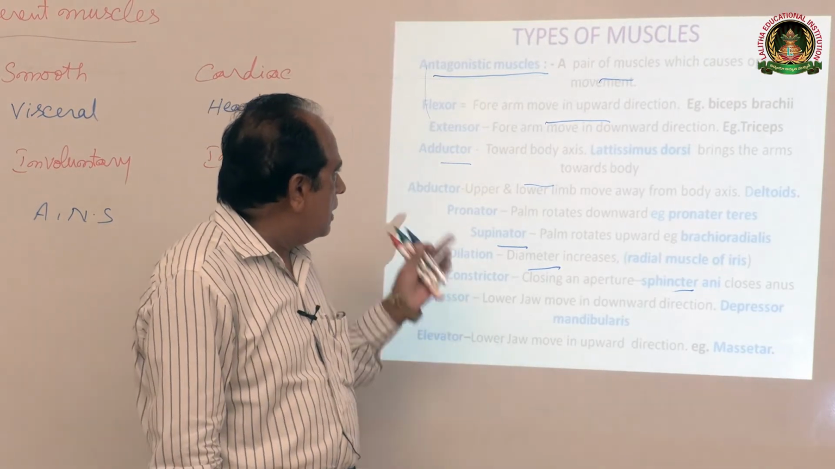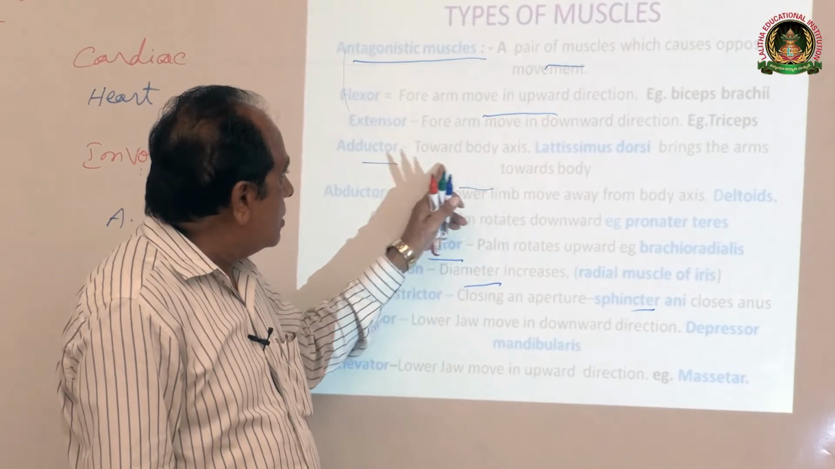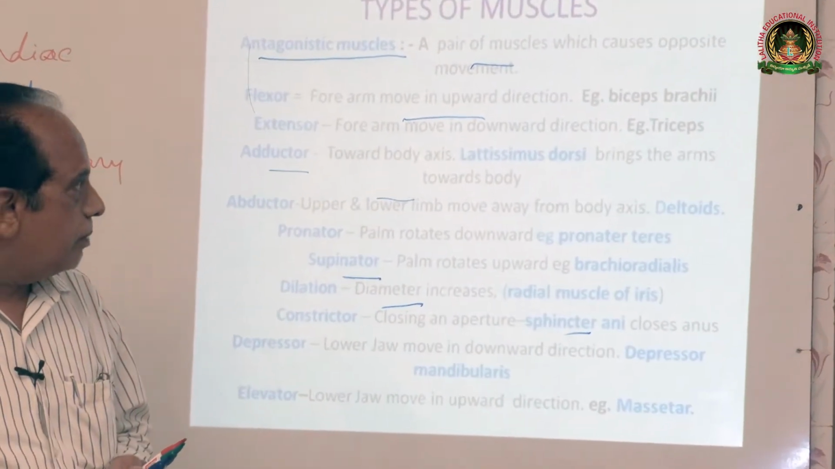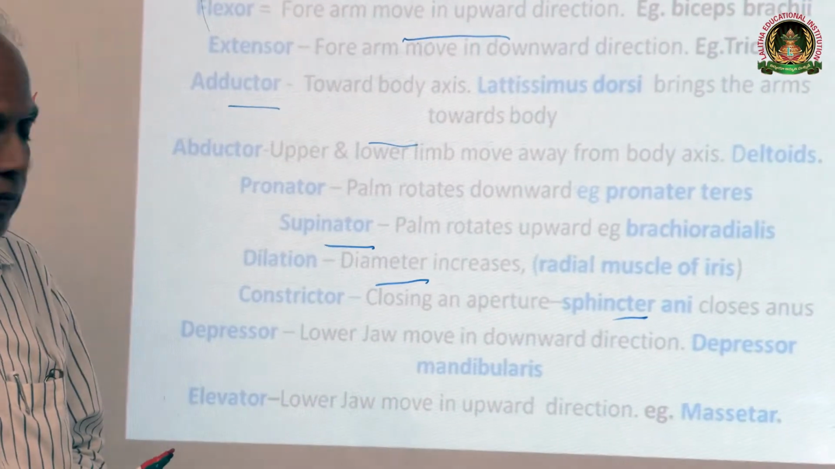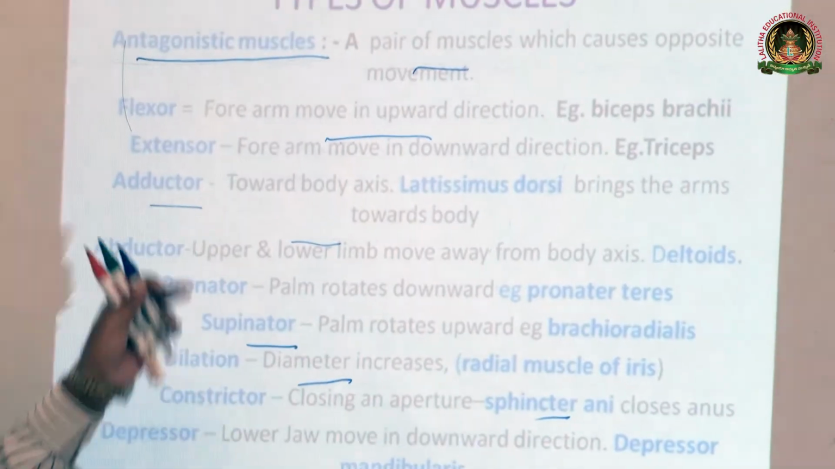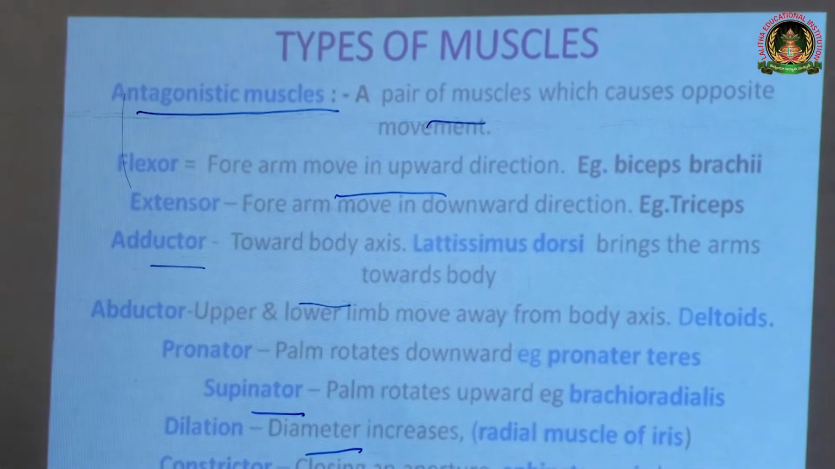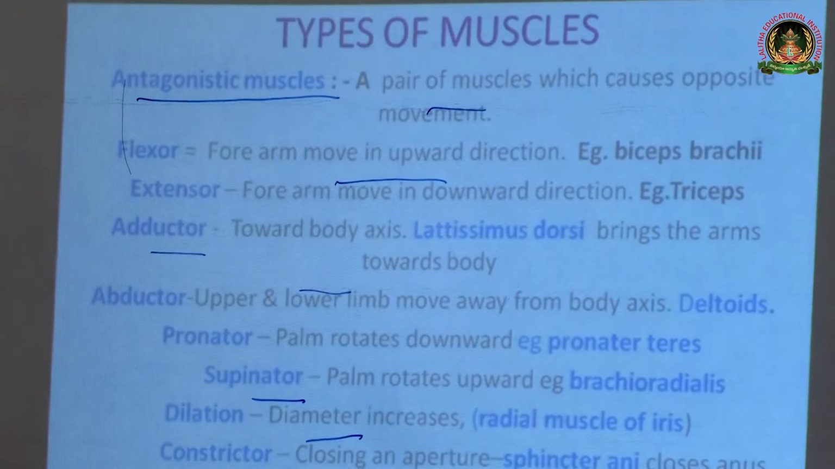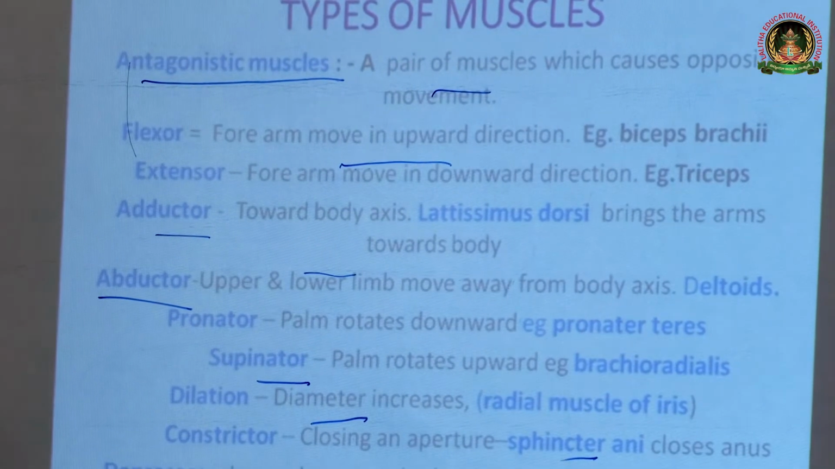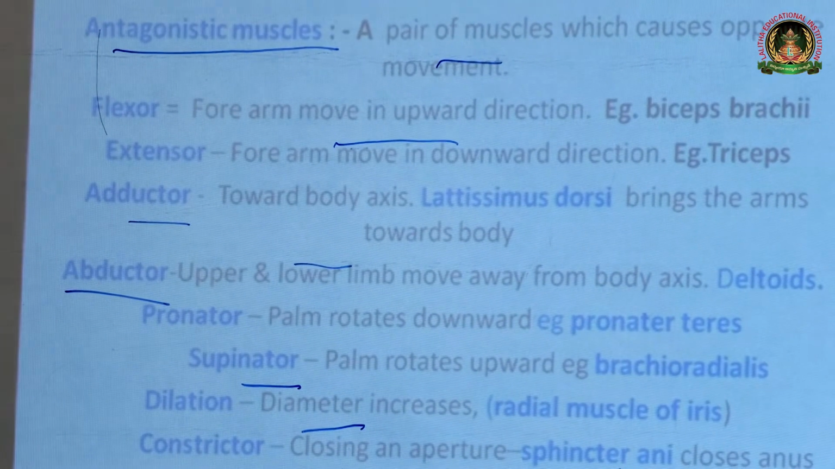Then adductor and abductor muscles. The adductor muscles bring the arm towards the body. So if the arm is brought towards the body, it is because of the adductor muscle. If the arm is moved away from the body, this is because of the abductor muscle. The upper as well as the lower arms move away because of the deltoid muscles.